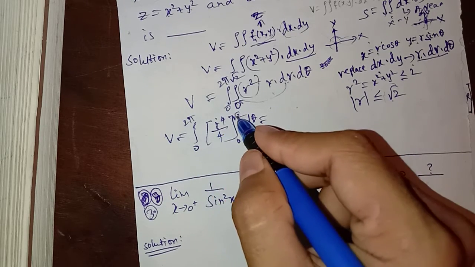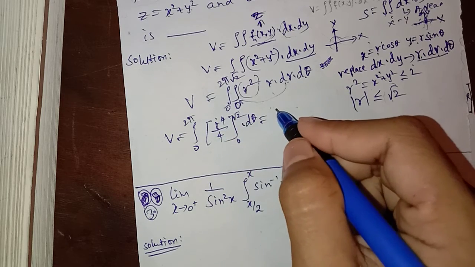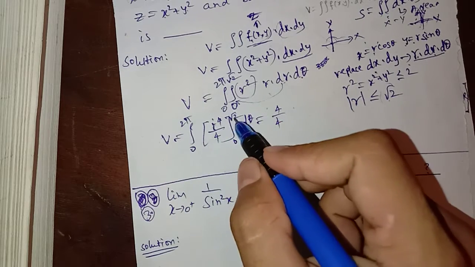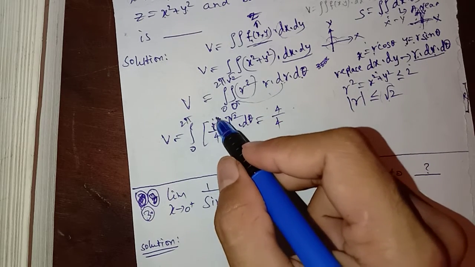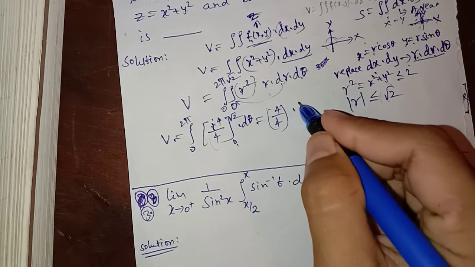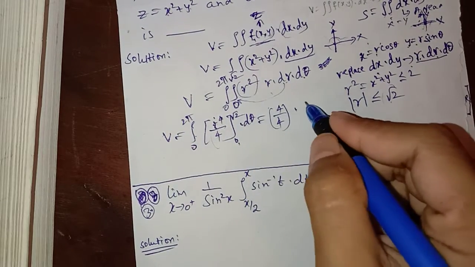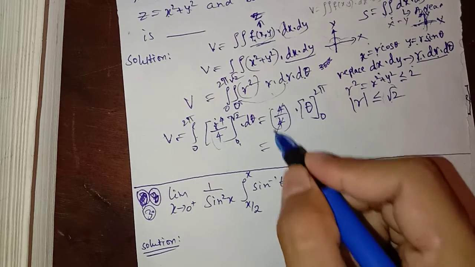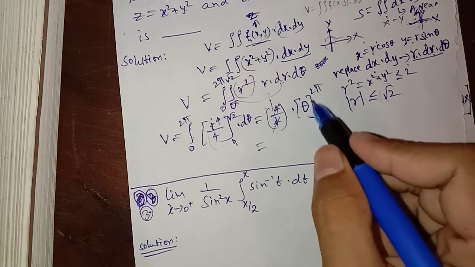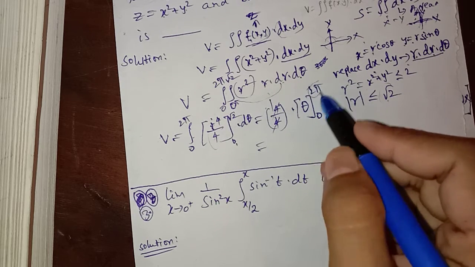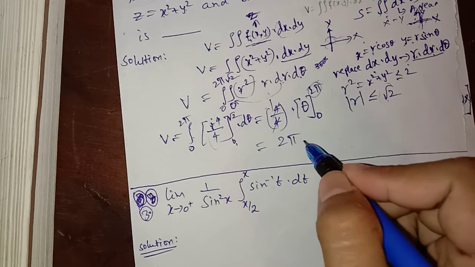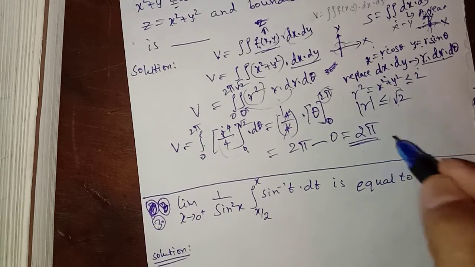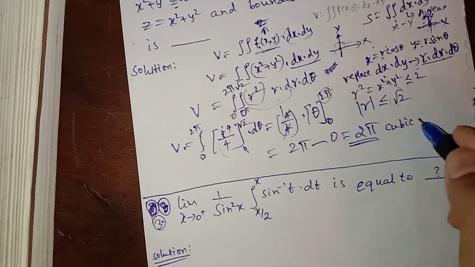So r raised to 4 means root 2 raised to 4, that is 4. 4 divided by 4 is 1. Here if we put 0 in the place of r, that term becomes 0. Integration of d theta means theta, from 0 to 2 pi. Now 4 by 4 is 1, and this is 0 to 2 pi. If we apply 2 pi first and then the second limit, it minus 0, that is 2 pi. So 2 pi cubic units is the correct answer.